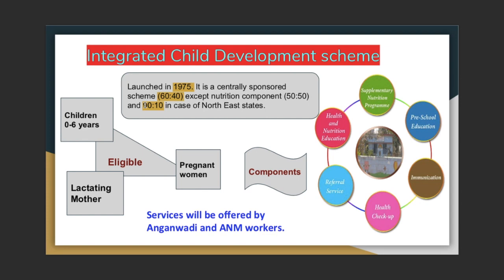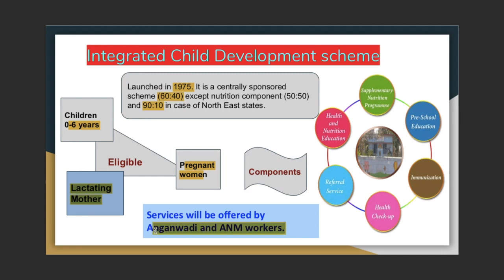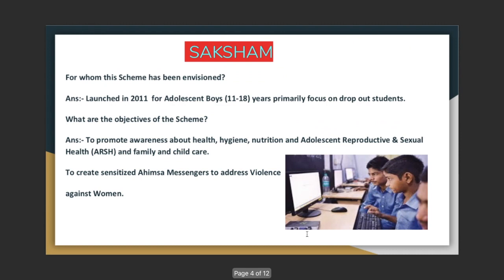Now the second question arises: who will be the beneficiaries of the Integrated Child Development Scheme? There are three groups. The very first group is children in the age group of 0 to 6, then lactating mothers, and pregnant mothers. These are the three beneficiaries of the Integrated Child Development Scheme. And all the components under this scheme will be provided by the Anganwadi and the auxiliary nurse midwife. This is very important to remember, that the services are being offered by them. Understood?